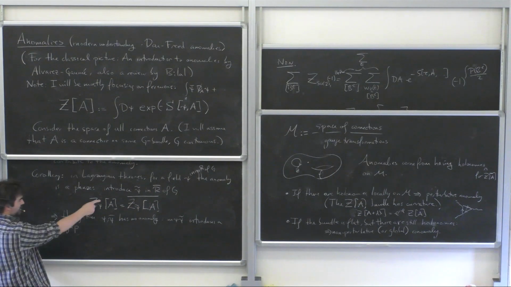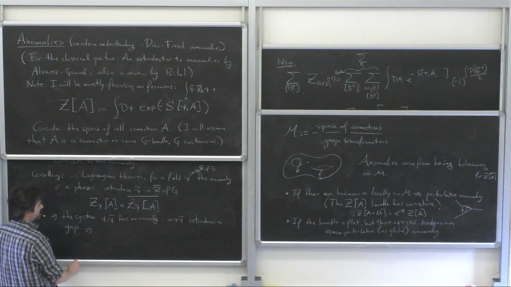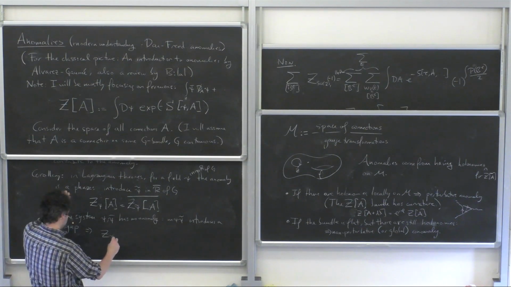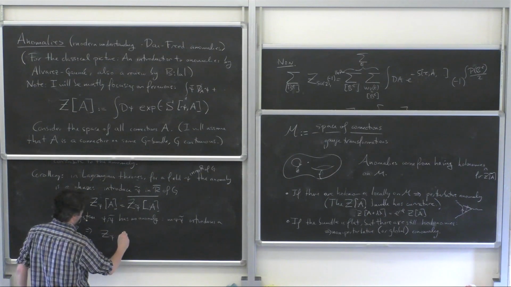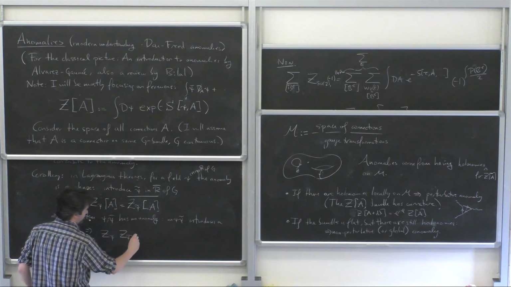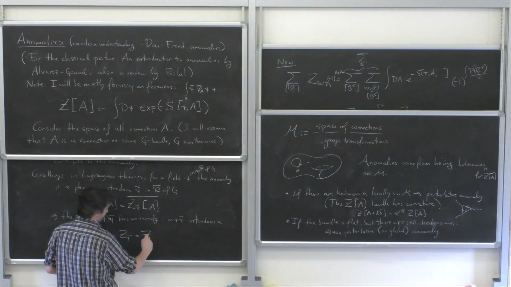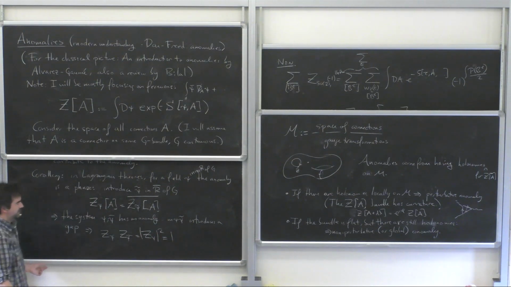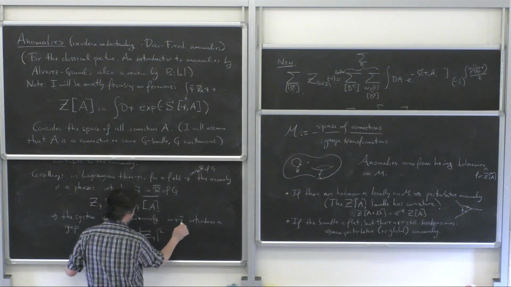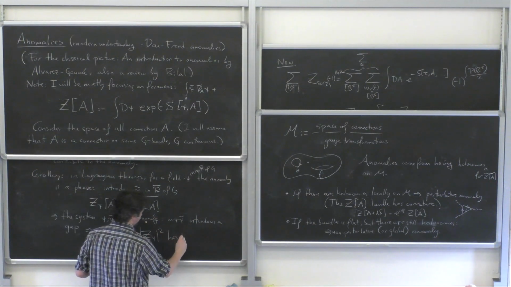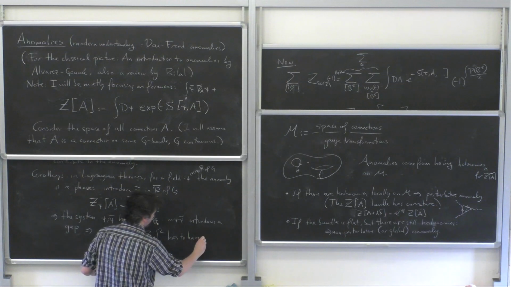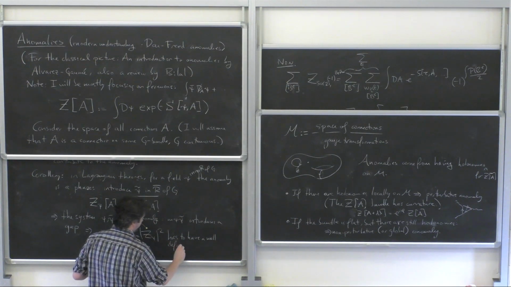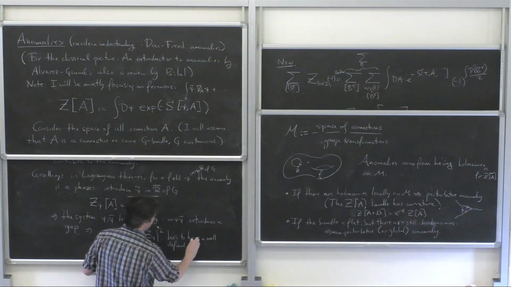So this observation together with this one implies that Z phi times Z phi tilde, which is Z phi modulus squared, has to be equal to 1. So it has to be well defined.